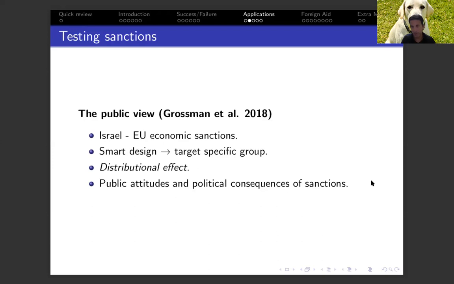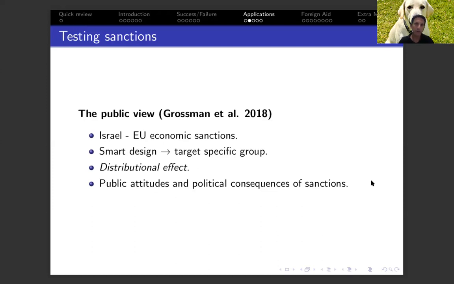This is what's called the distributional effect. So only part of the population will suffer economic cost because of the government's policy, which leads to the fact that some other states have decided to impose sanctions on it. And what they do is they use individual level data to explore public attitudes and political consequences of a sanctions policy.